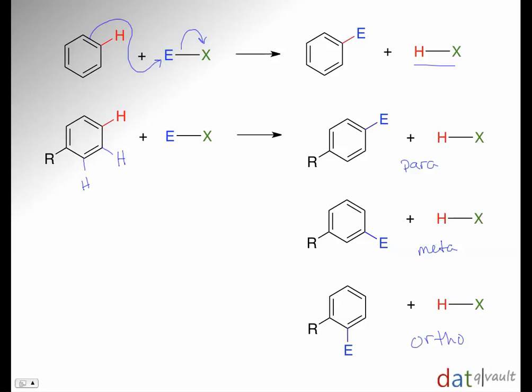Depending on where we want the substitution to take place on this aromatic ring, we can use a variety of different R groups to direct where we want the electrophile to go, and depending on what the R group is, we can also affect the rate at which the reaction happens.